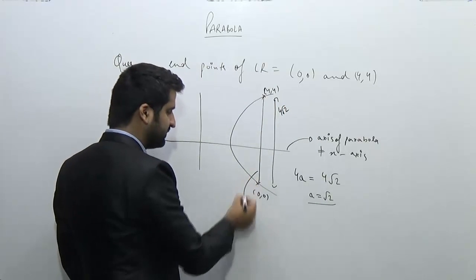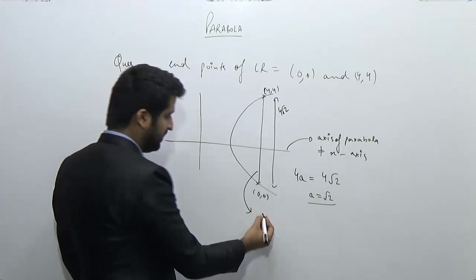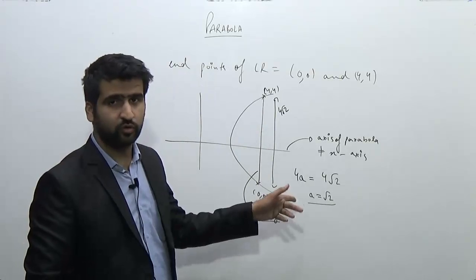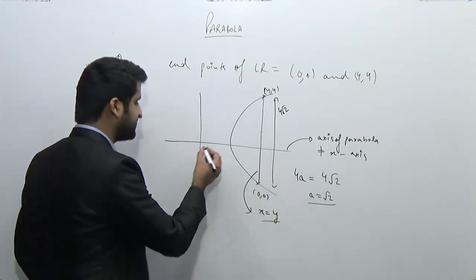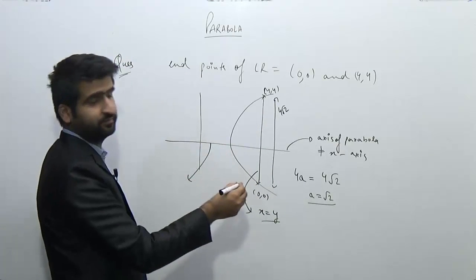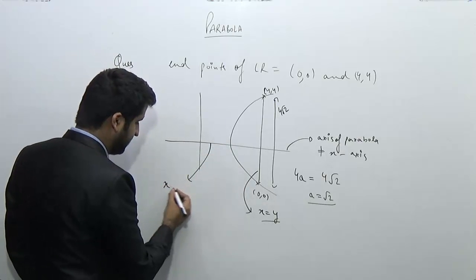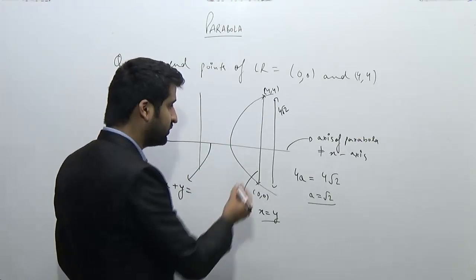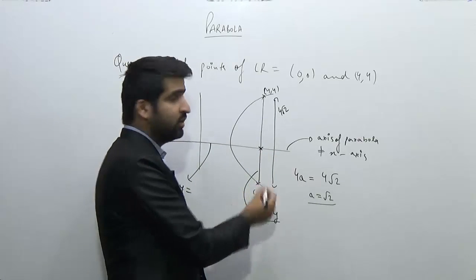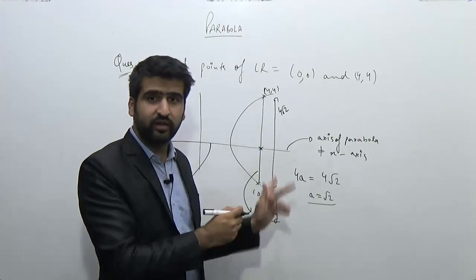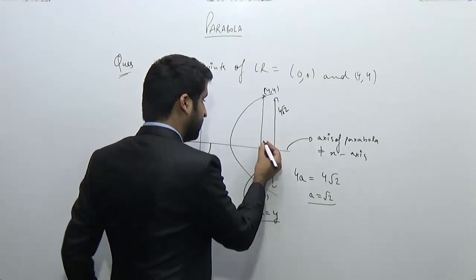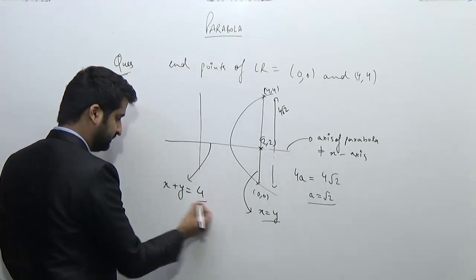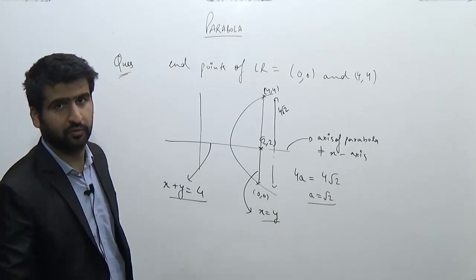Can you find the equation of this line? The equation of the line is pretty much clear, it is x is equal to y. Can you tell me the equation of the line perpendicular to this line? The equation of the line perpendicular to this line will be of the form x plus y is equal to something. And we also know that this is passing through the focus. Now this will be the focus because these two are the ends of the latus rectum. So the focus here is (2, 2). So the equation of the line becomes x plus y is equal to 4.